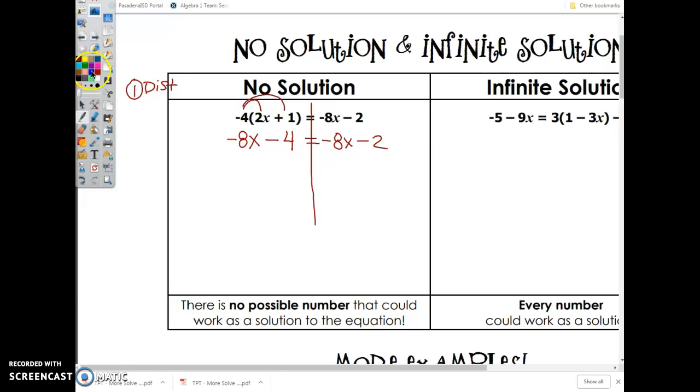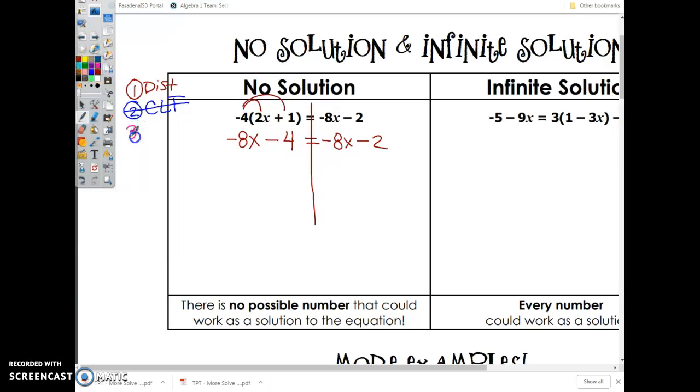And then we go to step 2. Do I need to combine like terms? Look at the left side. Do I need to combine those two? No. Look at the right side. Do I need to combine those two? No. So I'm not doing step 2.